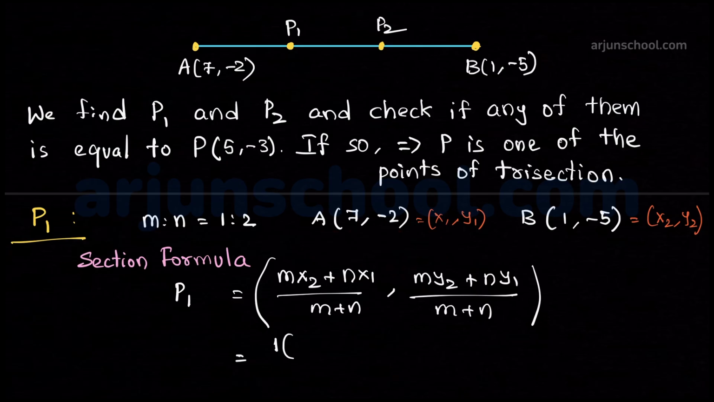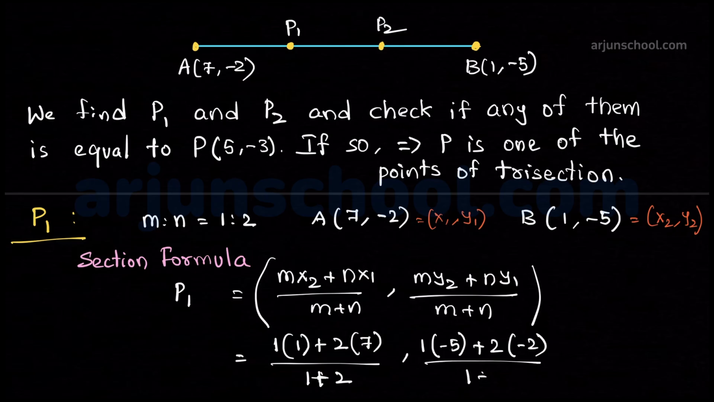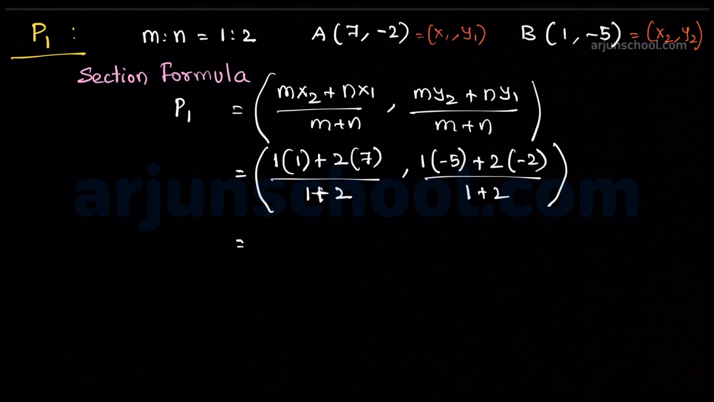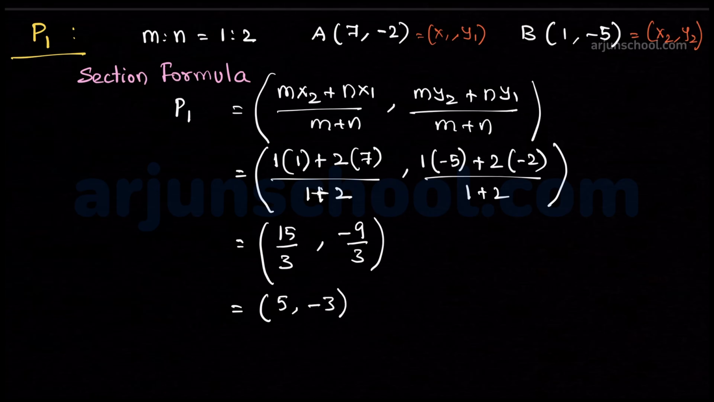M is 1, x2 is 1, plus n is 2, x1 is 7, by m plus n is 1 plus 2. And in the y coordinate, m is 1, y2 is minus 5, plus n is 2, y1 is minus 2, by m plus n is 1 plus 2. 1 plus 14 is 15, by 3. Minus 5 minus 4 is minus 9, by 3. Which can be simplified to (5, -3).